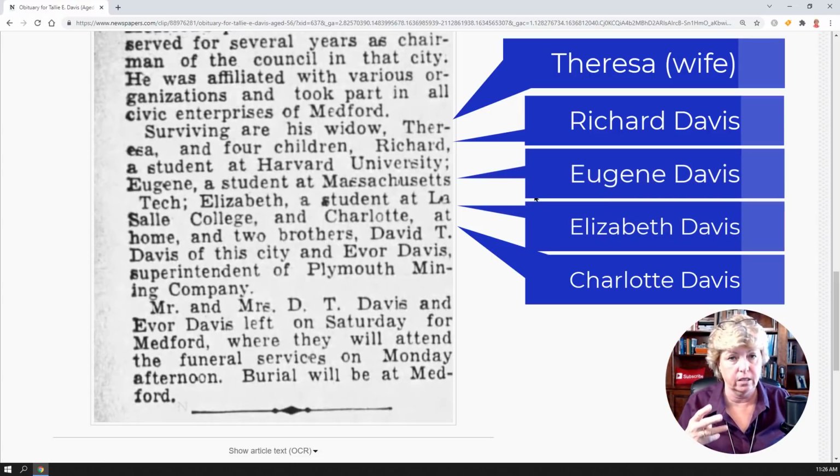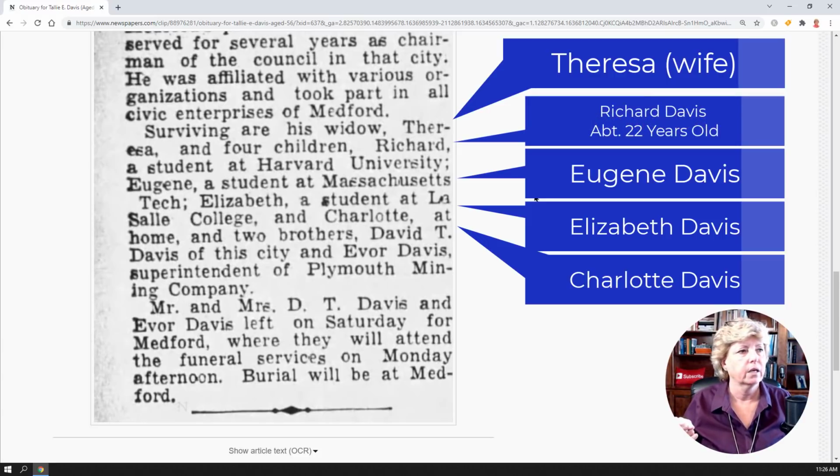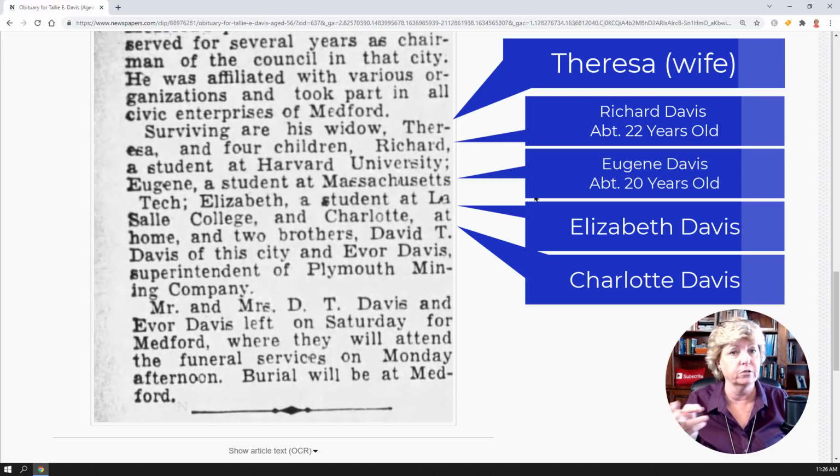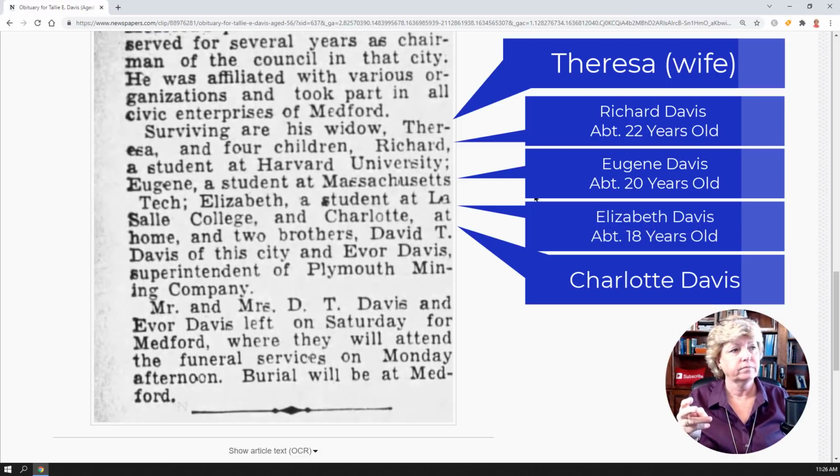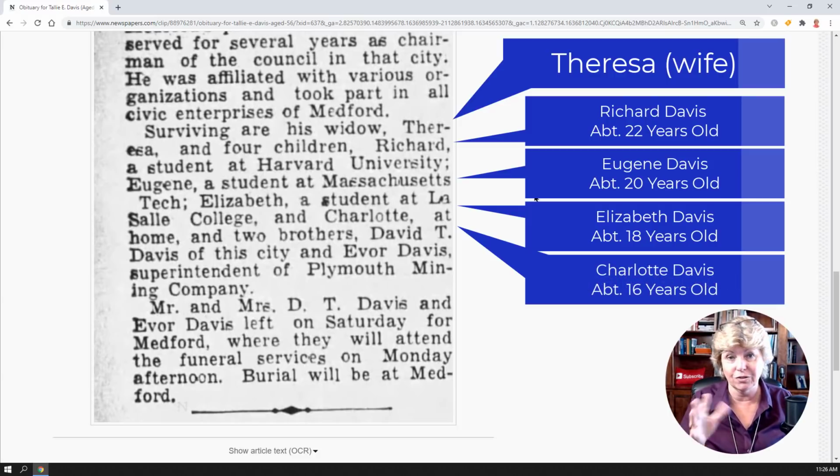Three of the kids are still in college. And if we just take them in the order that they're listed, we can infer that Richard is probably close to graduating, and he is probably about 22 years old. If Eugene is the second child, that makes him about 20 years old if we put 2 years between each child. And then we have Elizabeth, who would then be about 18 years old. And then we have Charlotte, who would probably be about 16 years old if we follow that 2-year rule.